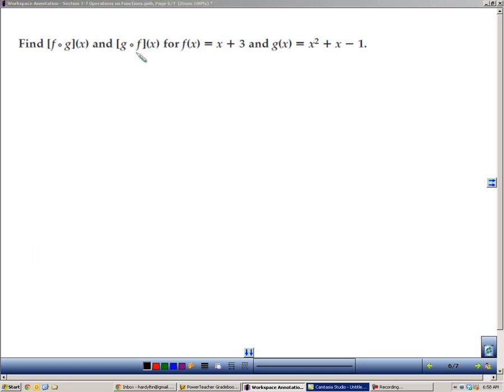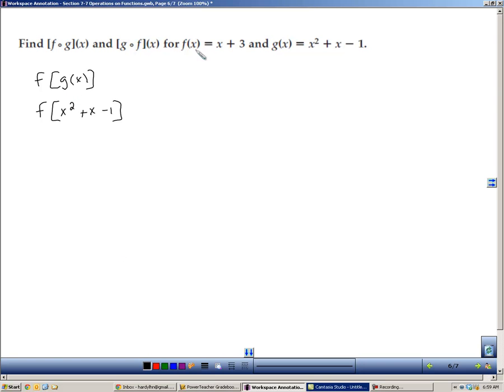Here's another composition example, but this time the functions are not ordered pairs, they're expressions. So let's see how that makes it different. So first we want to find f of g of x. Well, g of x is x squared plus x minus 1. So we're going to find f of x squared plus x minus 1, because that's what g of x is.